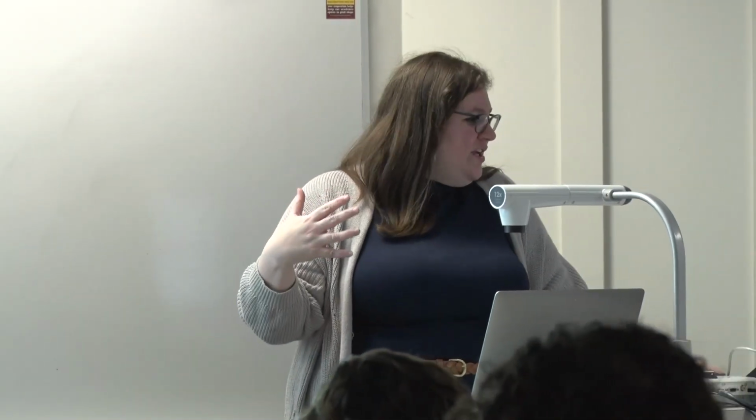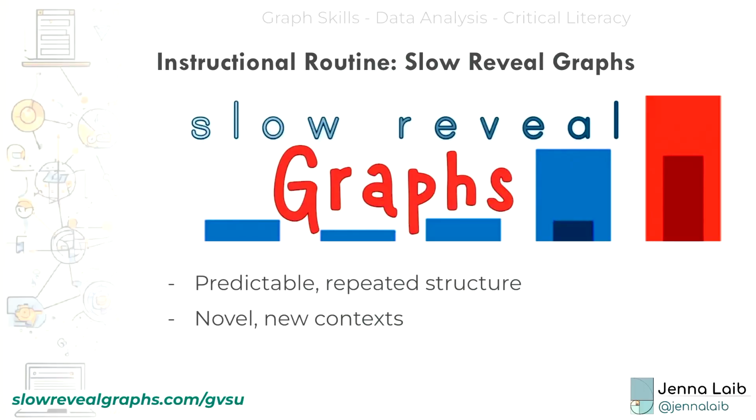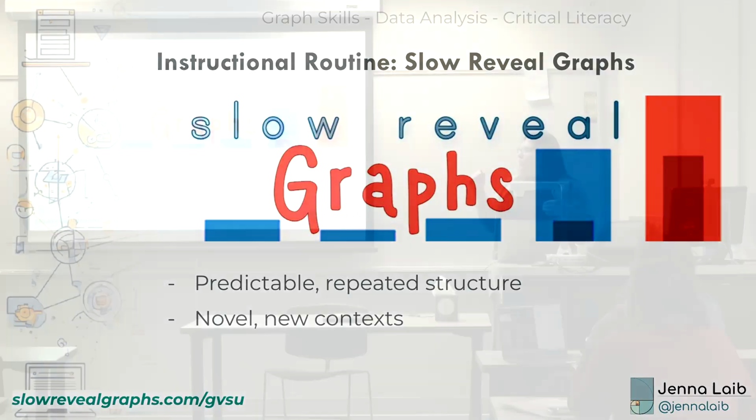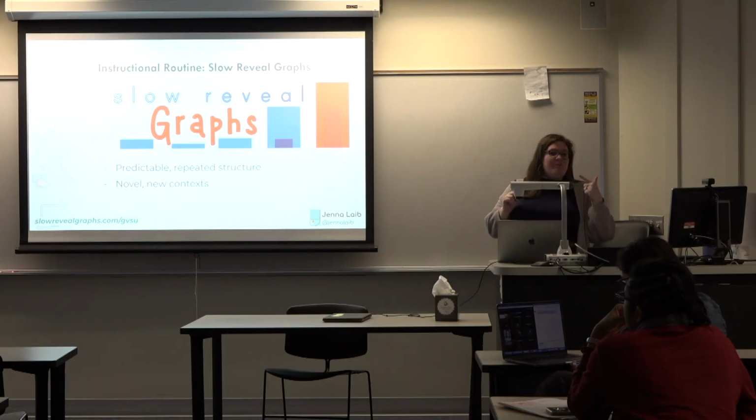So slow reveal graphs is an instructional routine that is about graphs and data literacy. Instructional routines have very predictable structures to them, but the context is new and novel. So as you're repeating this instructional activity they've done before, you're swapping out the graph, or swapping out the story, they can then focus on the new context. They can focus more on the mathematics because they know exactly how they're going to interact with it. They know the kinds of questions that are going to be asked, and they know the structure for their own participation. And I think you'll understand more of what the structure looks like if we actually do one.